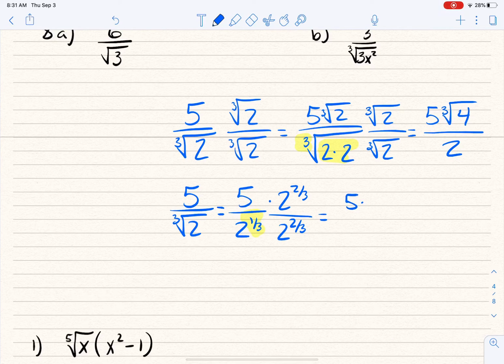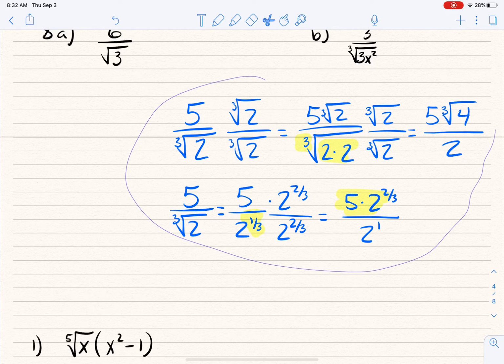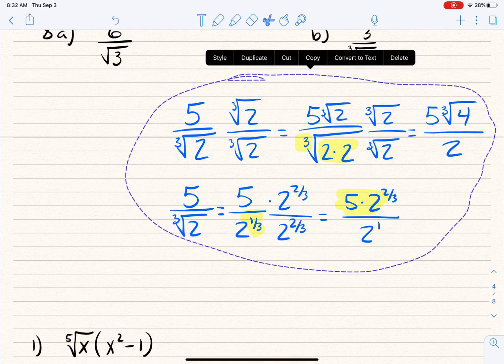And that becomes 5 times 2 to the 2/3 over 2 to the 1 whole. Okay? And I know you're probably dying to multiply these two things together, but you can't unless they have the same base. It's like multiplying an x and a y. It just stays x times y. But you can see when we have a fractional exponent, it really can make some things nice. So now, with all that said, let's take a look at these problems.